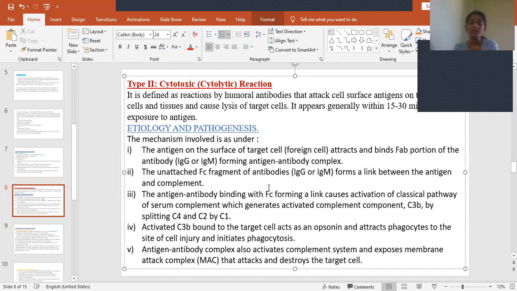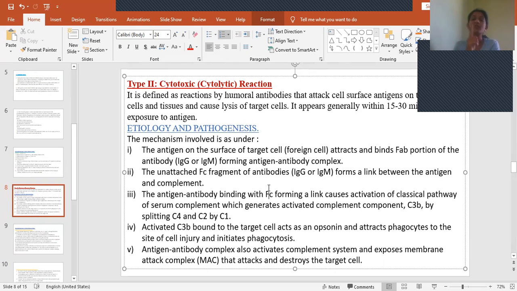This binding will cause the activation of the complement system and release of C3b. How is this C3b produced? By splitting of C4 and C2 by C1. So in this process C3b is released. This C3b component will act as an opsonin. That means it will attract the phagocytes and cause engulfment of this antigen antibody complex.